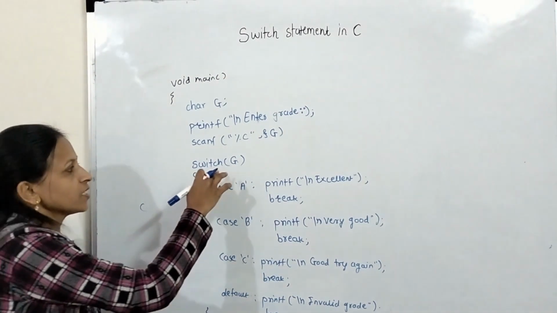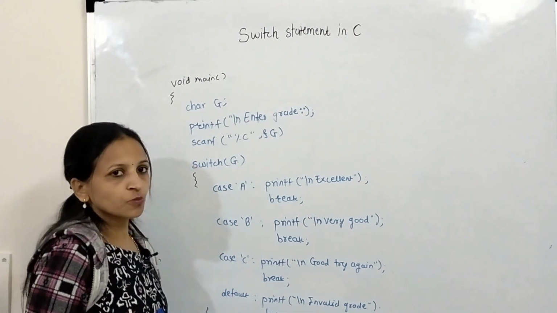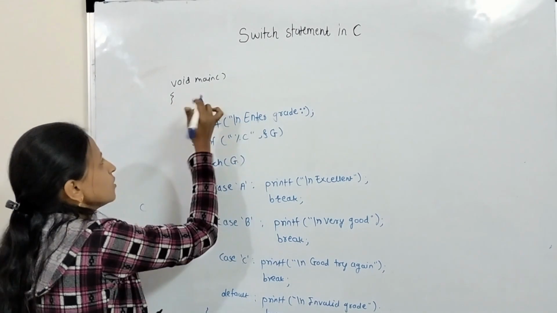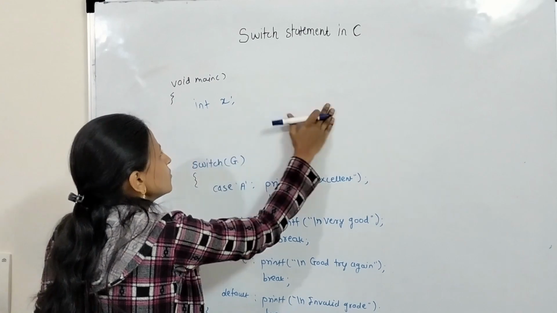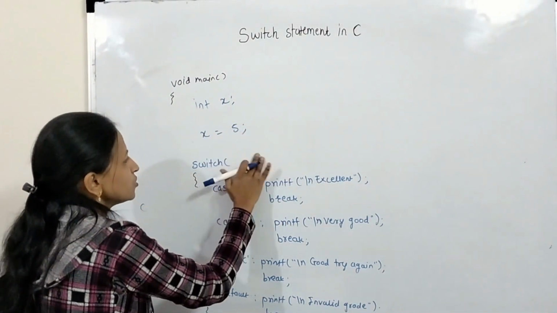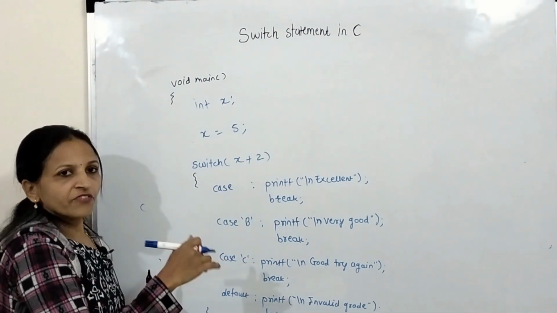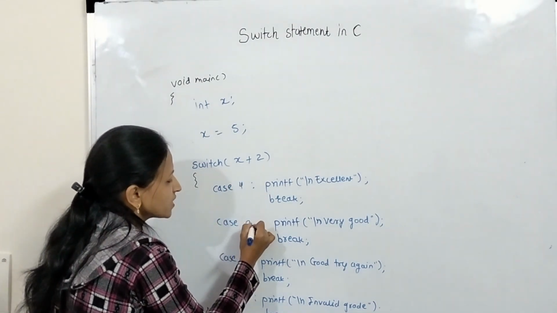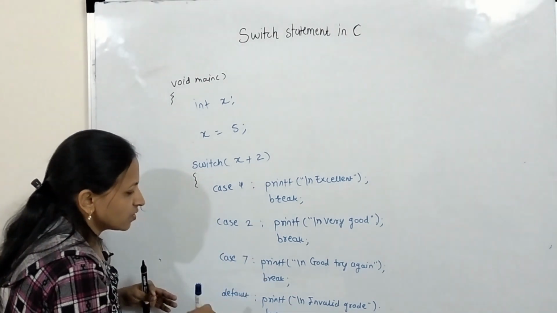Now instead of this character variable, or whatever single variable we have written here, we can also put an expression. No problem. Suppose there is one integer variable, for example integer x, and suppose x initially has value 5, and I am writing here x plus 2. And here suppose the value is 4, then what to be done? Suppose the value is 2, then what to be done? If the value is 7, then what to be done?